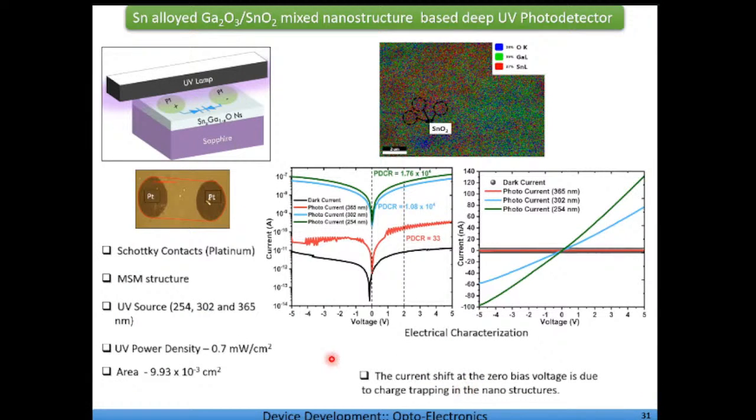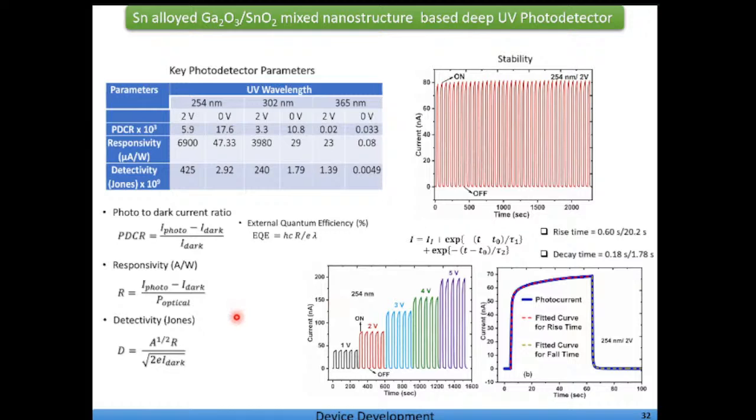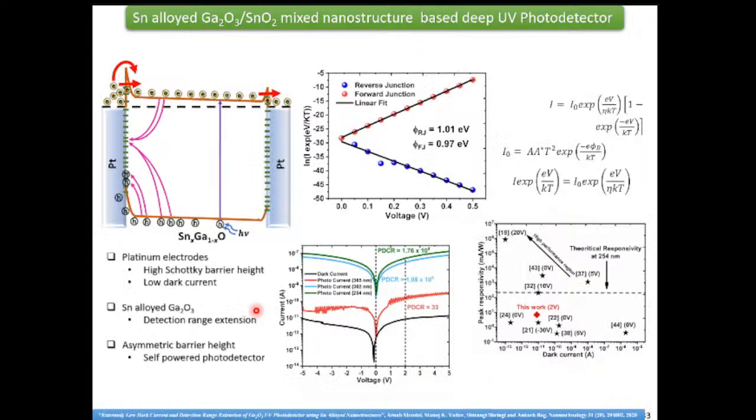Now we have tried to realize some photodetectors based on this Sn alloyed gallium oxide, because just recall that although we could initially get this nanostructure, those are not suitable for thin film or power device operation, but they are suitable for the detector. Now these are our other detector performance results, considering the stability and the speed of these detectors, and we could get very good performance from this detector. Then we have tried to understand the possible reason for that also.